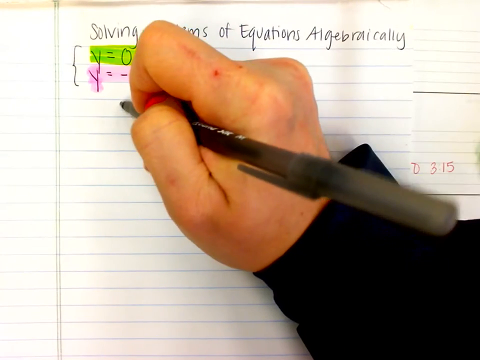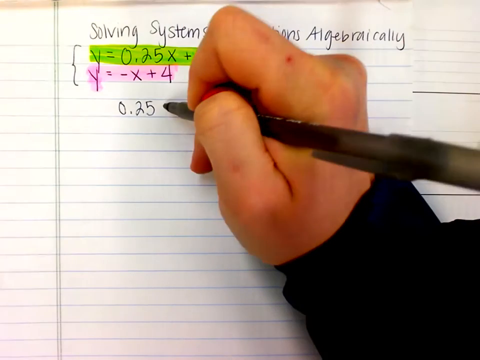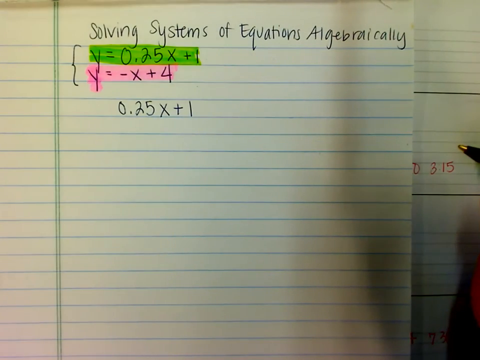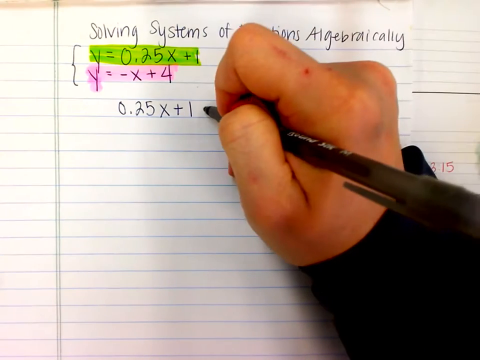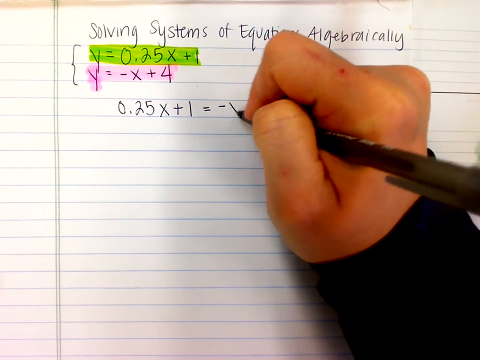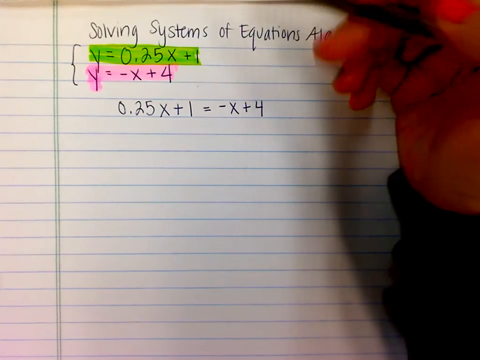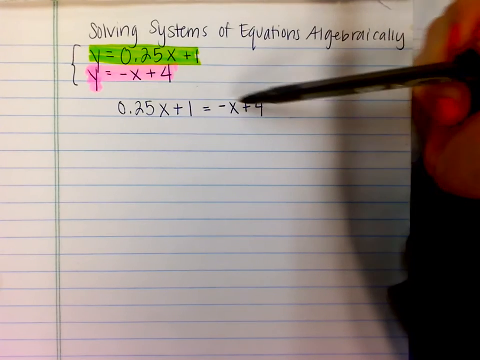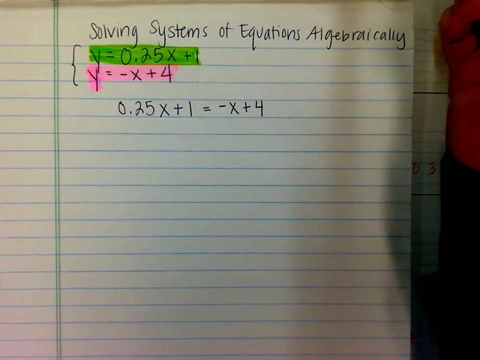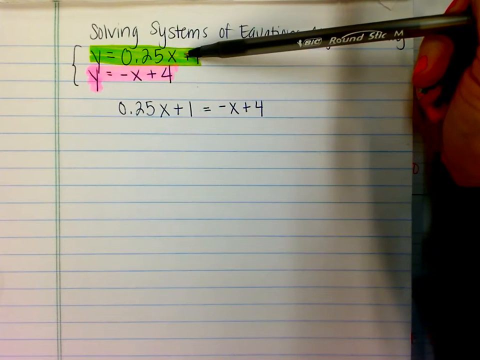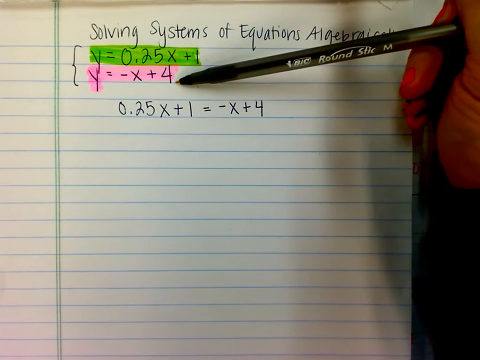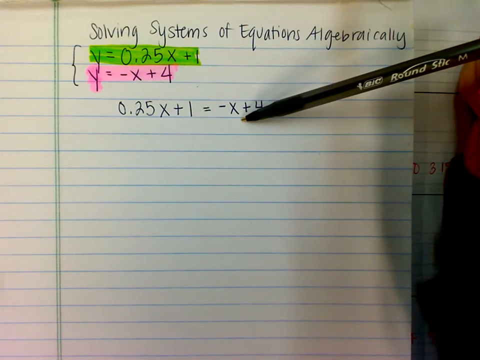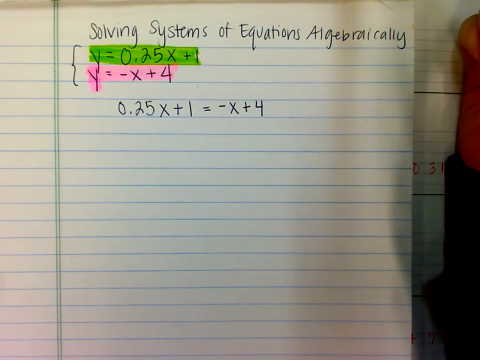So I'm going to take my green equation, and that's 0.25x plus 1, and I'm going to set it equal to negative x plus 4. So all I've done is, instead of having this one equal y and this one equal y, I've had them equal each other. It's as if this is equal to 6 bags of apples, and this was also 6 bags of apples. Both of them are 6 bags of apples. And now we solve for our variable.